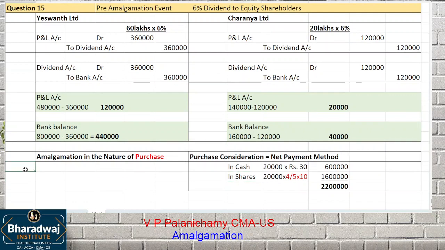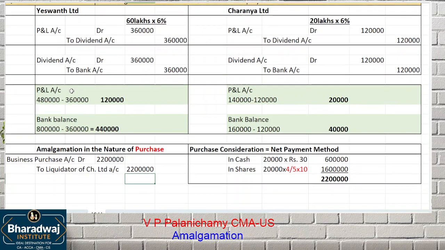What is the first entry we'll pass? Business purchase account debit, how much? 22 lakhs. To whom is this money payable? Liquidator of Charanya Limited account. You have to pay 22 lakhs. And please remember, the amalgamation is in the nature of purchase.